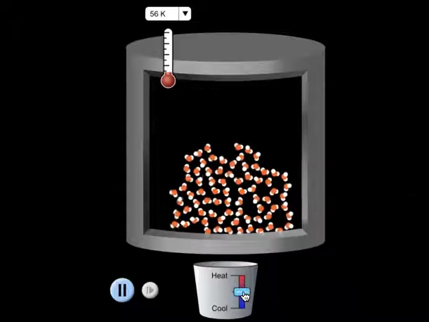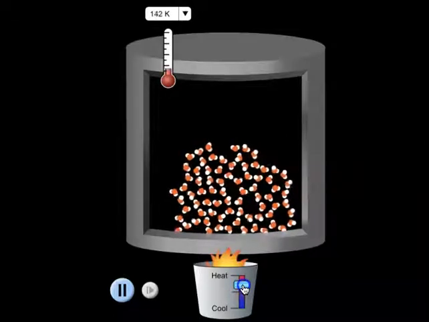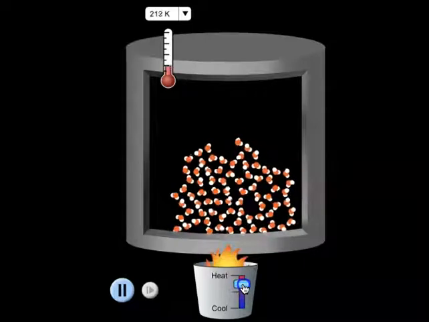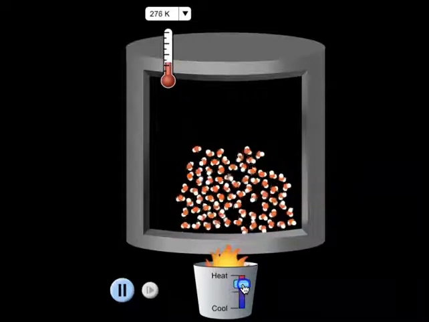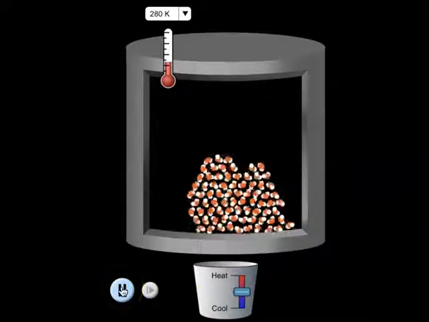Another thing we could do, obviously, is heat this thing up. What's going to happen as we heat this thing up? First of all, you should know the name of that phase change: it's melting, right?